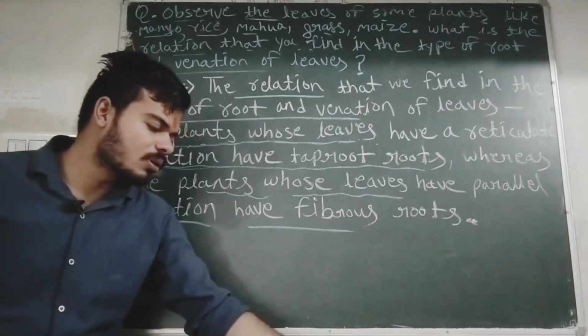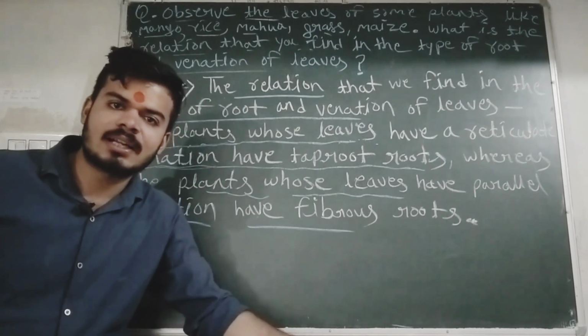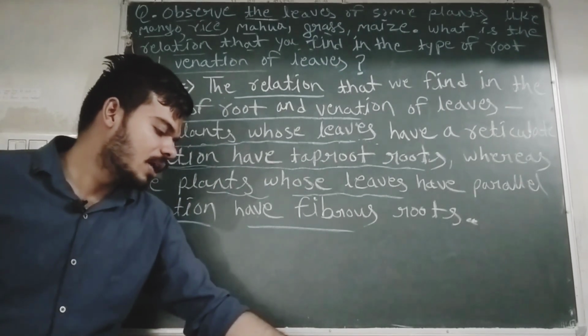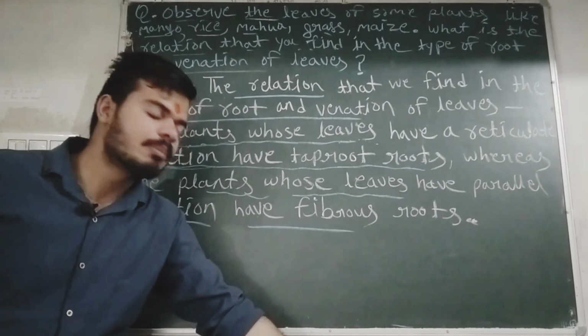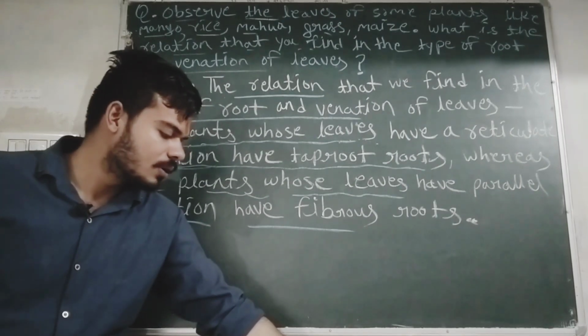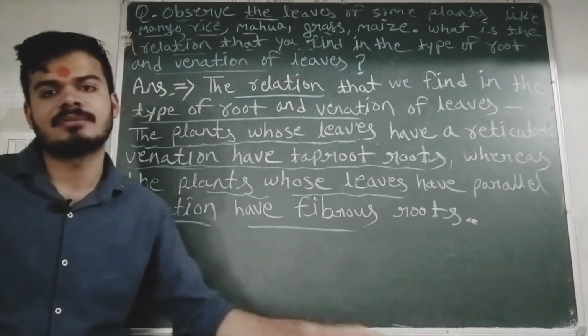Now we studied about the four kingdoms: Kingdom Monera, Kingdom Protista, Kingdom Fungi, Kingdom Plant, and now we will discuss the properties of the animal kingdom. We will study about the animal kingdom.